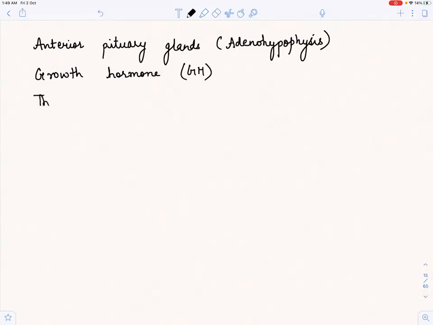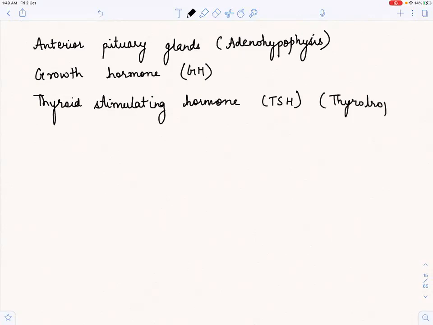And thyroid stimulating hormone. So these are secreted by what? These are being secreted by the anterior pituitary gland. Thyroid stimulating hormone is also known as thyrotropin. We'll see the cells that are releasing them, and how they are being controlled, everything. Whatever is needed, we will do it.